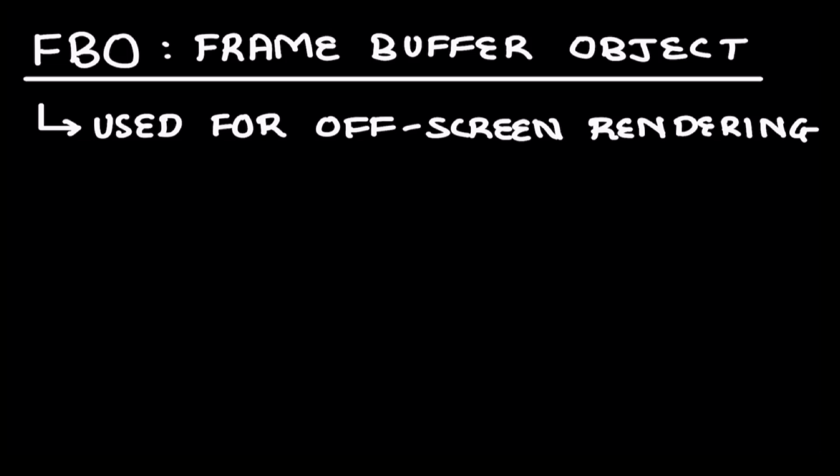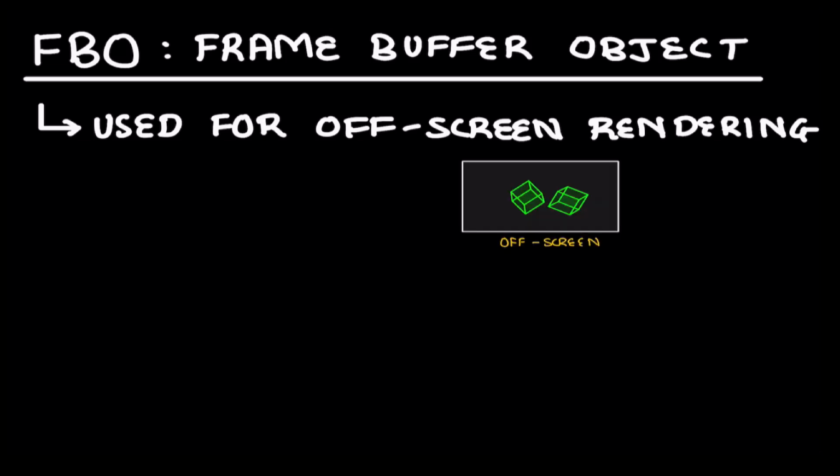FBOs, also known as Framebuffer Objects, are used for something known as off-screen rendering. Off-screen rendering is rendering something off of your screen, and it does not reflect on your main screen.